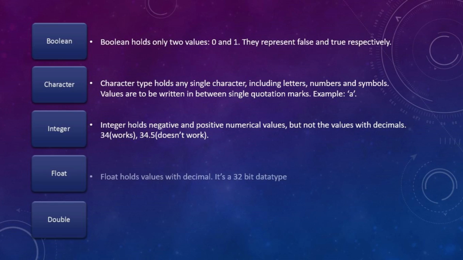So coming to float, it holds values with decimals, and it is a 32-bit data type. The difference between double and float is said over here. In case of float, it is a 32-bit data type, and coming to double, it is a 64-bit data type. And the common thing between float and double is they hold values with fractional numbers.